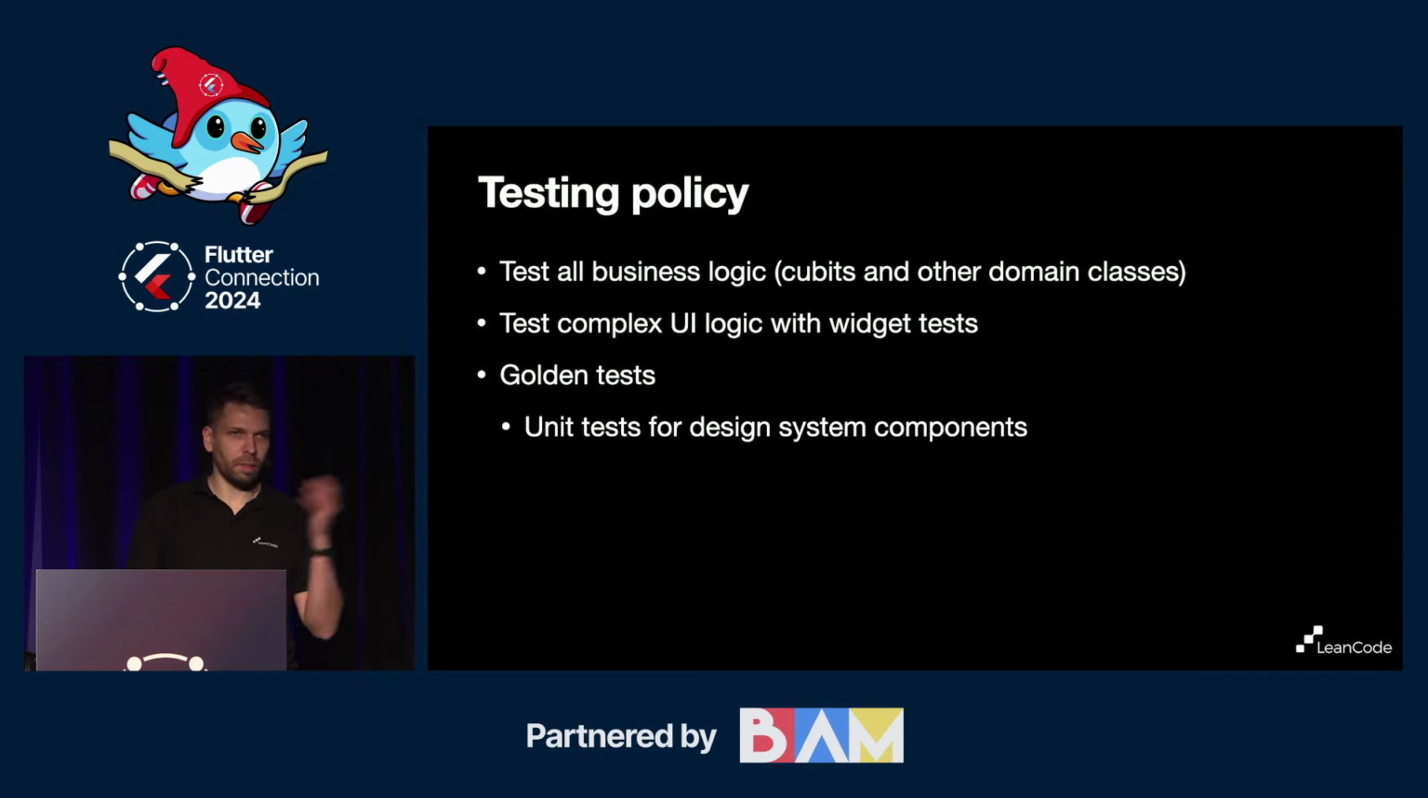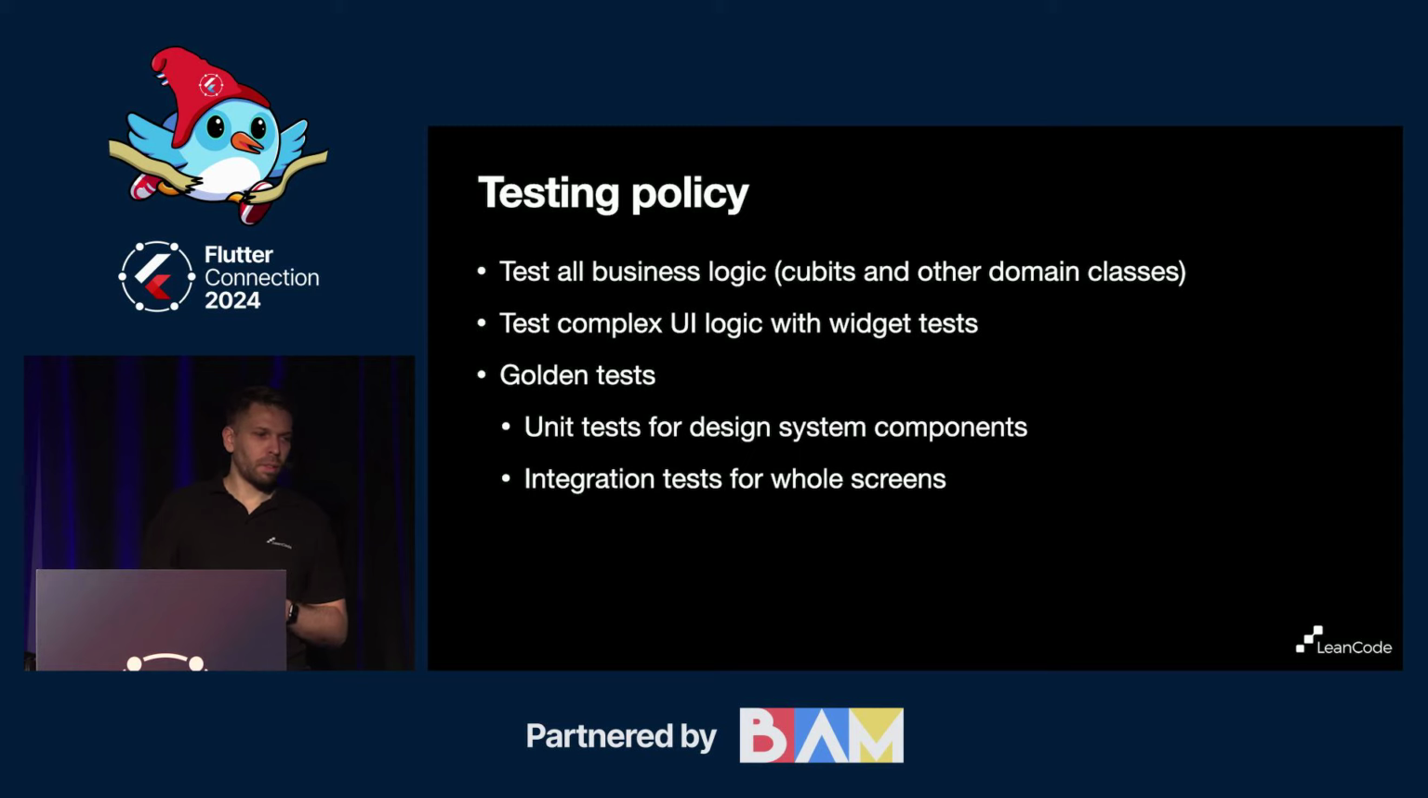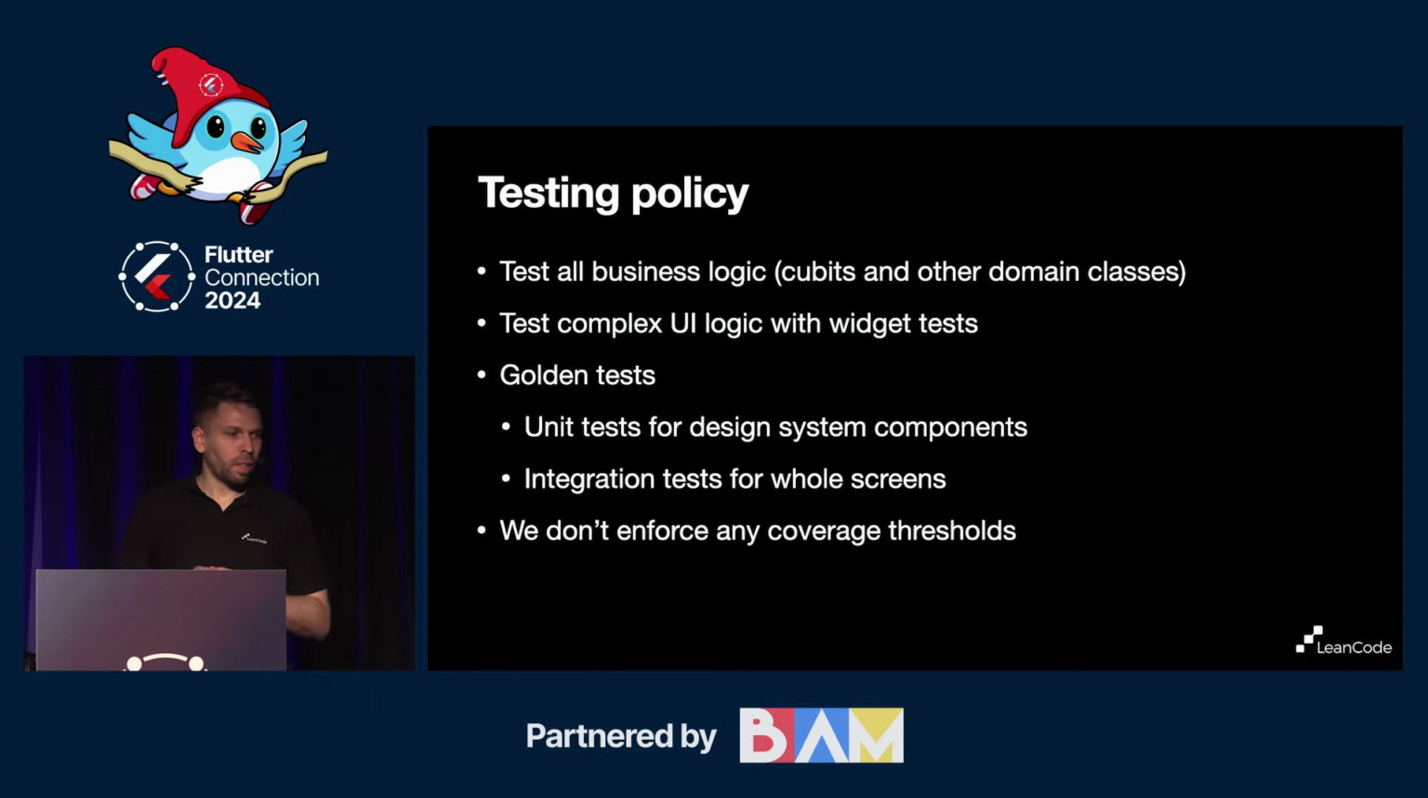So all of our design system components are tested on a unit test level for every low-level component. We write integration tests for whole screens. So if you use golden tests in the project, we want to have every page have at least one golden test, so we can easily track changes across the UI of the whole app. If you want to learn more about golden tests, I had a talk in London last year about them where I get very deep into how they work. So you can find it online.